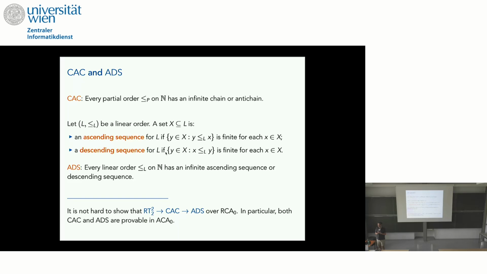So we've seen Ramsey's theorem. We know how to prove RT^n_k for every n and k. In fact, we proved it in ACA0. It's not hard to show that RT^2_2, Ramsey's theorem for pairs in two colors, implies CAC, and that CAC implies ADS over RCA0. So that's another nice exercise to go home today and play around with, to see how you actually do these implications. In particular, both of these principles are provable in ACA0. So at this point, every principle we've analyzed is living in that zoo, somewhere below ACA0.